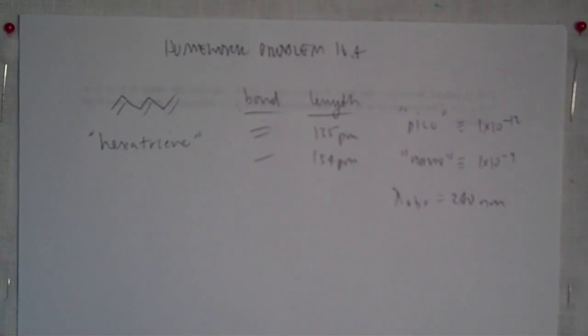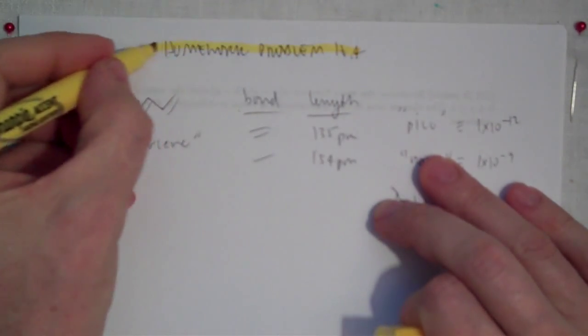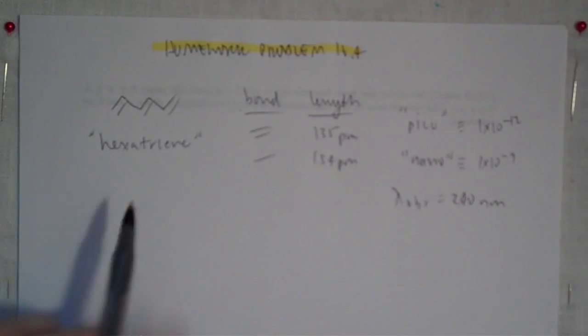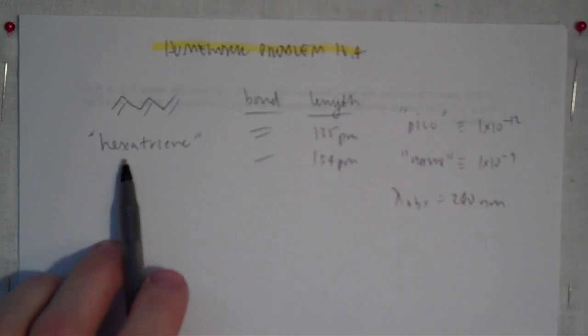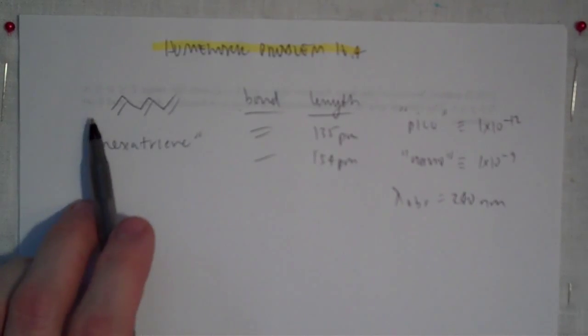Okay, so this is homework problem 16.4. I've pre-written some stuff out here to hopefully save some time. The question says, calculate the energy levels of the pi network in hexatriene. Make a note here, hexatriene, what is that? It's hexa, 1, 2, 3, 4, 5, 6, triene.